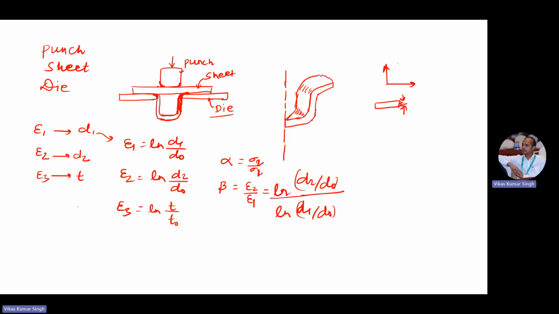And similarly, epsilon 3 was nothing but ln of T by T naught. From the previous classes, if you have attended the online lecture, we have defined the relation between the thickness and the other two directions, D1 and D2. The strain in the other two directions is given, and beta is epsilon 2 by epsilon 1. So we have defined this in terms of 1 plus beta into epsilon 1. So all this terminology is like this.